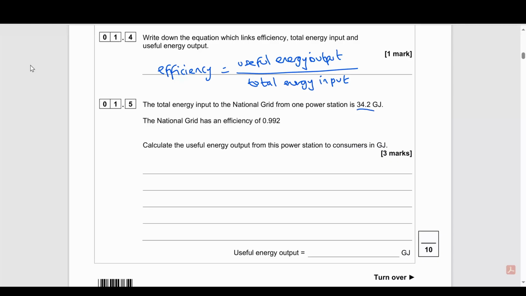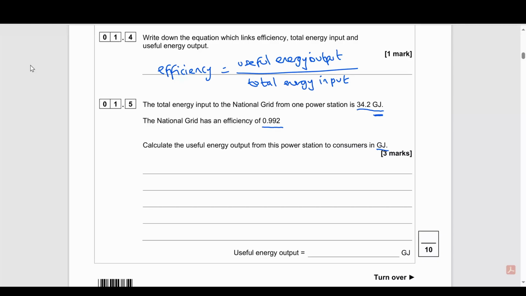1.5. The total energy input to the national grid from one power station is 34.2 gigajoules. The national grid has an efficiency of 0.992. Calculate the useful energy output from this power station to consumers in gigajoules. So, for us to answer this question, we of course need to use the equation that we found above. So we will write that in a moment.